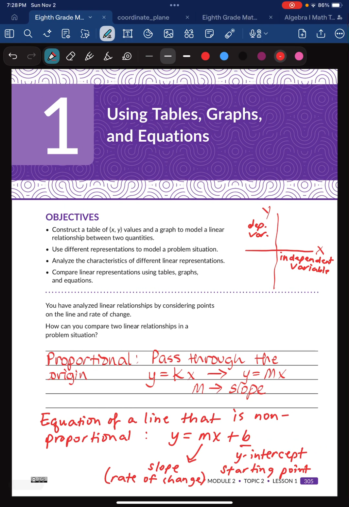Okay, one easy way to remember the slope is to say rise over run. We can also call it the change in y values over the change in x values. So that's what we're going to learn about this whole lesson. We're going to be calculating the slope and getting really good at practicing that.